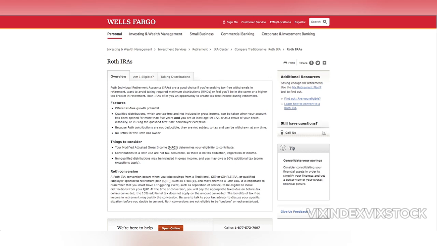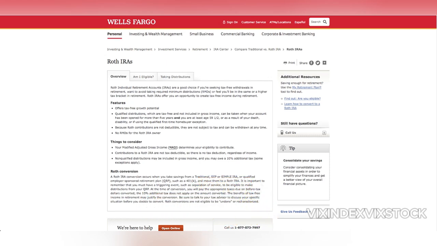Contributions are made with after-tax dollars, so qualified withdrawals in retirement are entirely tax-free as long as you meet the 5-year rule and are at least 59.5 years old. This can be particularly appealing to individuals expecting their tax bracket to be higher in retirement than during their working years. However, if you withdraw earnings before meeting these qualifications, you may be subject to taxes and a 10% penalty.